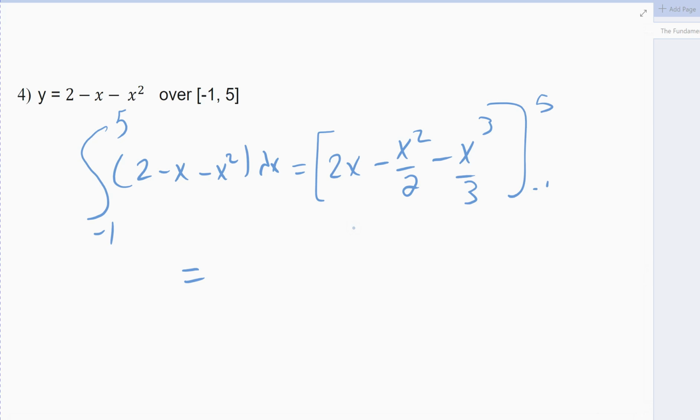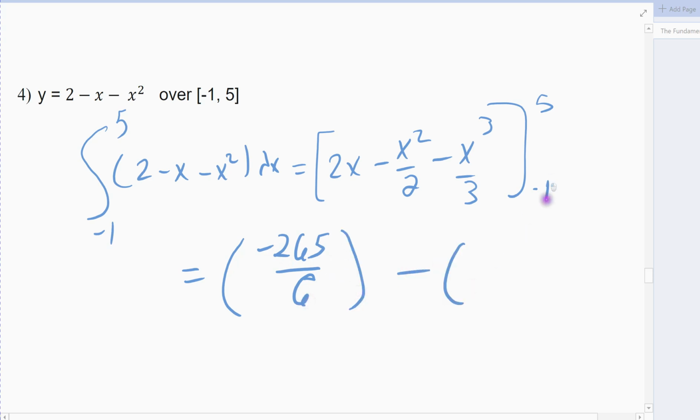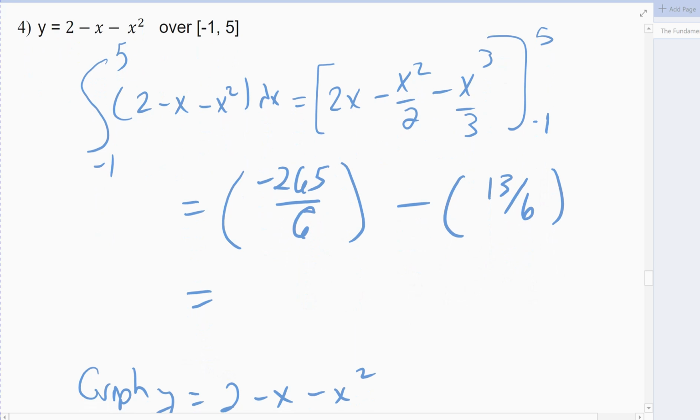We get a lot of 1/2 and 1/3 because of the nature of the problems. And so use your fraction key. Plug in 5, and you get this ugly number, and then hit your fraction key. It comes out negative 265 over 6. Minus, when I plug negative 1 in, again, it becomes an ugly number, but I hit my fraction key, and it's negative 13 over 6. Which is negative 265 over 6 minus 13 over 6 comes out to be negative 42. All right, so it's exactly negative 42.